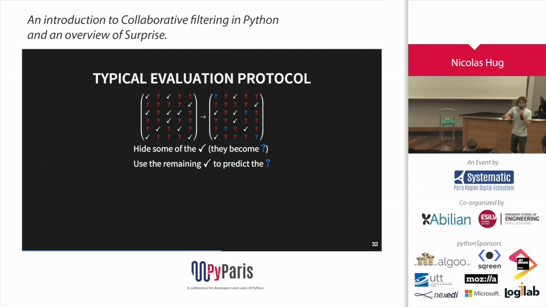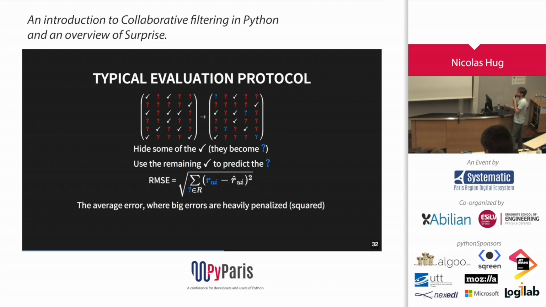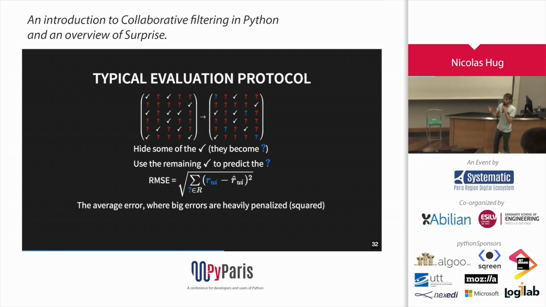So what we do to assess the quality of our recommender system is usually cross-validation, just the exact same way we do with classification or regression, right? We will hide some of the ratings. Some of the check marks will become blue question marks. We will hide them, train on the known check marks, which we call the train set, and test our algorithm on the blue question marks. We call this the test set. We will compute the RMSE, which is the average error between our prediction and the real value, and we square the error so that bigger errors are very, very bad. If you have an error of 1, it will stay an error of 1. If you have an error of 2, it will become an error of 4. If you have an error of 3, it will become an error of 9, etc.